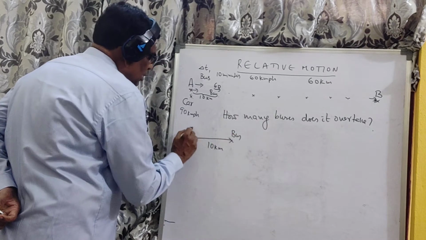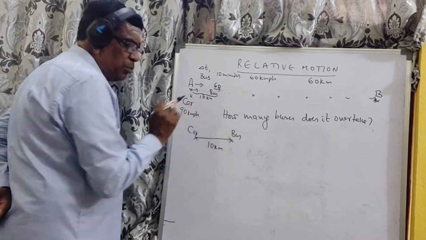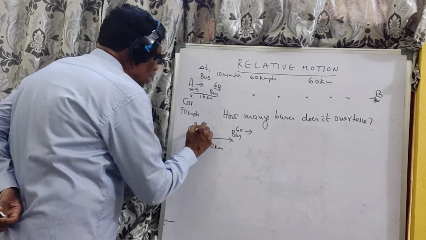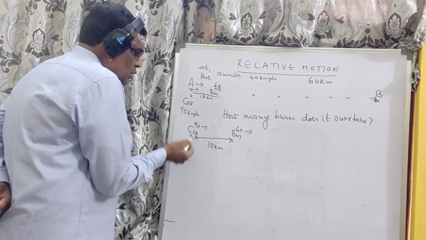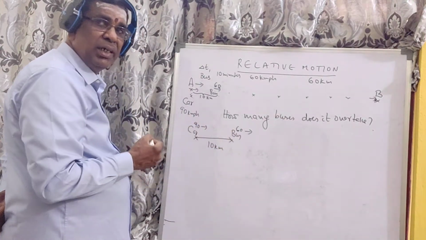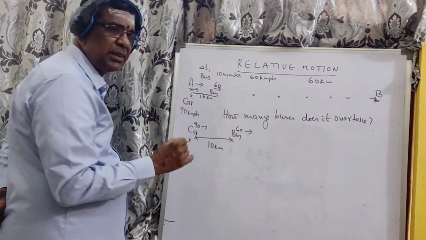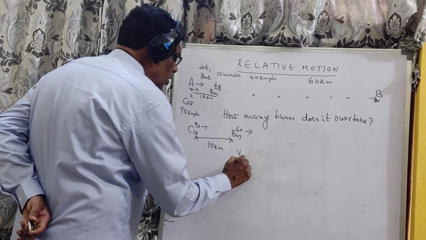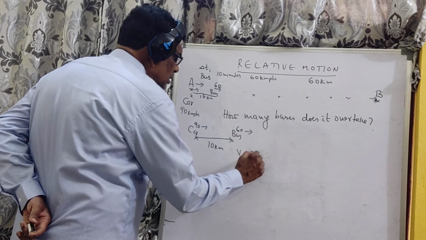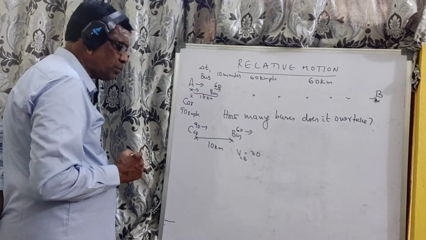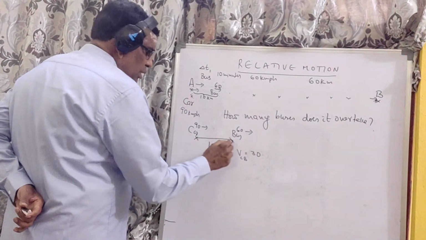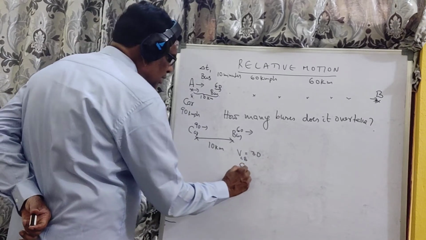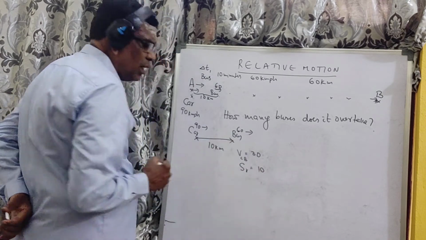This is the bus. This is the car. The same thing I am reproducing here. So bus is going with 60, car is going with 90. What is the relative velocity of the car with respect to bus? 90 minus 60, because they are in the same direction. So the relative velocity of car with respect to bus is 30 kilometers per hour. What is the relative distance? Initially 10. When it crosses, 0. So relative distance is 10 kilometers.